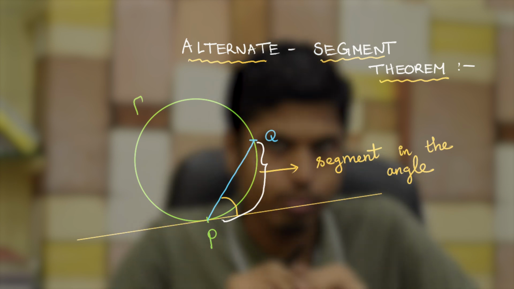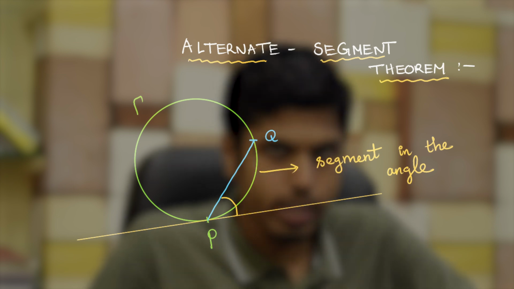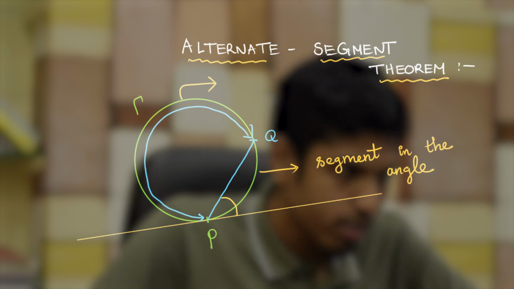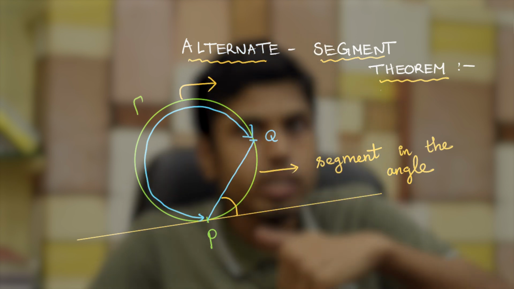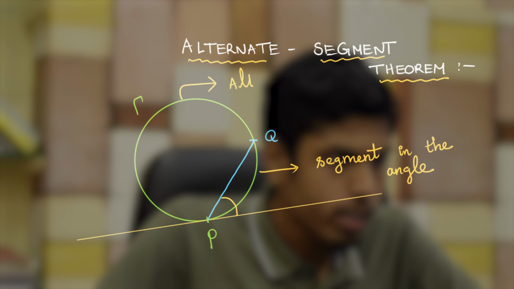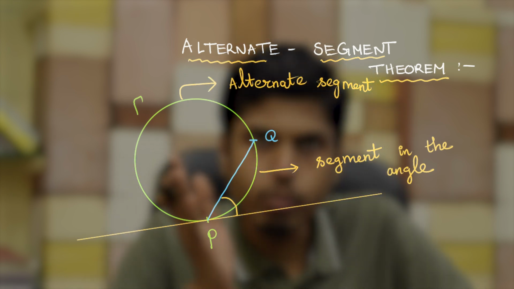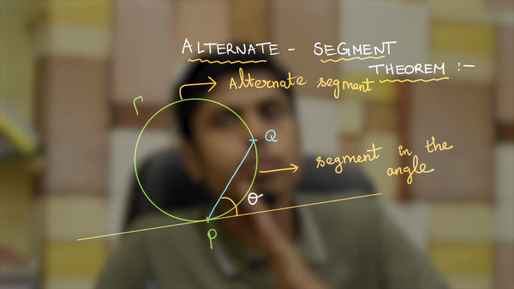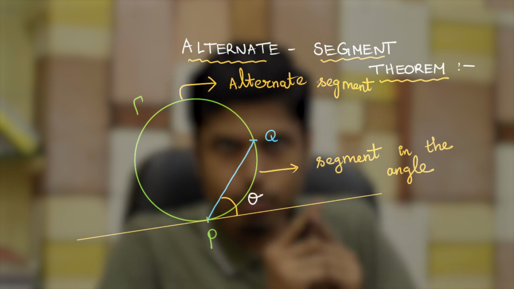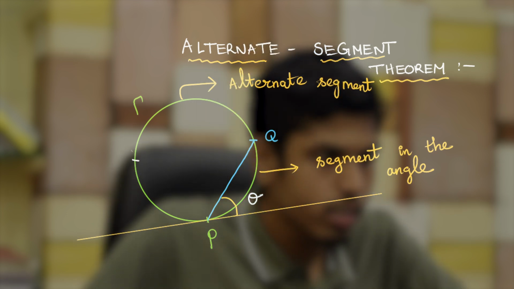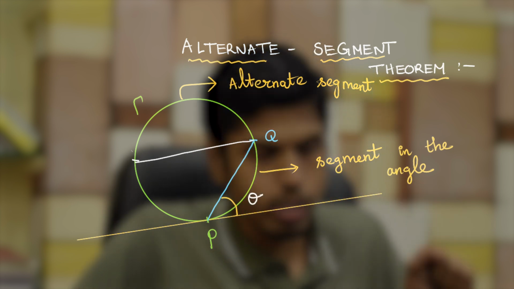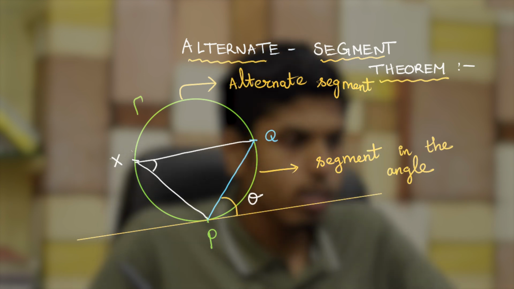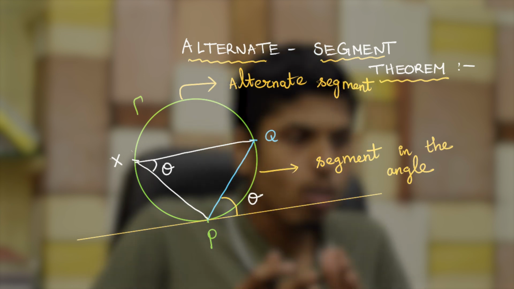So we consider the acute angle at first. This is the meaning of segment in the angle, and the other segment, which is denoted by this arc on the circumference, which is not actually piercing the angle, is named the alternate segment. Let's call the angle made by the chord with the tangent theta. For now we can consider the acute angle. Then the angle subtended by the chord PQ on the alternate segment is also theta. That means that when you connect one end of the chord to a point on the alternate segment, you can take any point on the alternate segment, say X, and join P to X, then the angle QXP will also be theta. That's how the statement goes.